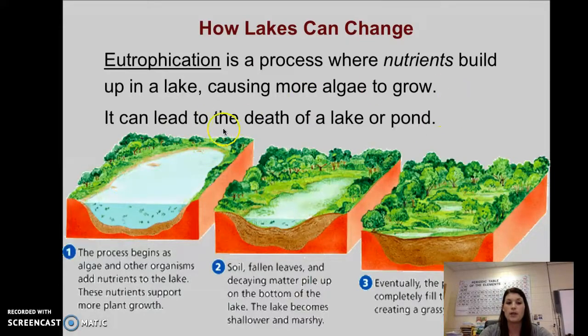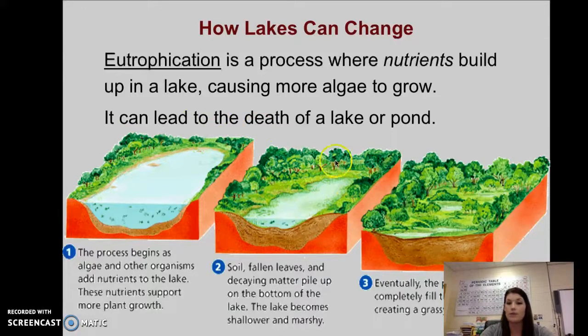These little pictures are kind of showing you the process of that. It says the process begins as algae and other organisms add nutrients to the lake. These nutrients support more plant growth. So plants like nutrients, and as the plants absorb these nutrients from a nearby source, maybe like a farm putting nitrates on their crops to help their plants grow, well, eventually sometimes those nitrates or fertilizers end up in a nearby water system. And when that happens, the nitrates get in the water system and allow things like algae and moss on the side of the lake to start growing more rapidly.